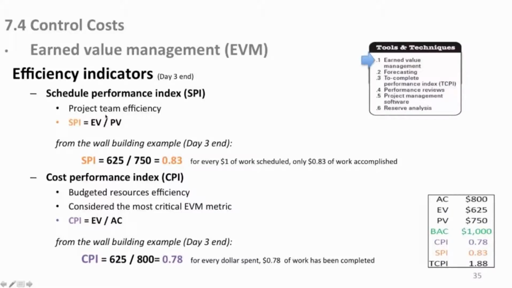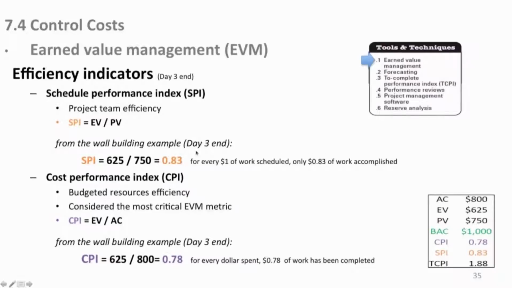So the project team, which in this case may be just you building this wall, the SPI, the formula is the earned value divided by the planned value, EV over PV. So if you put in the numbers down here that we know already, it's 625 divided by 750, or now you have a schedule performance index of 0.83. Now the way to characterize this in language says that for every $1 of work that was scheduled for us, we only contributed 83 cents worth of work that was accomplished. So that's where that comes from.